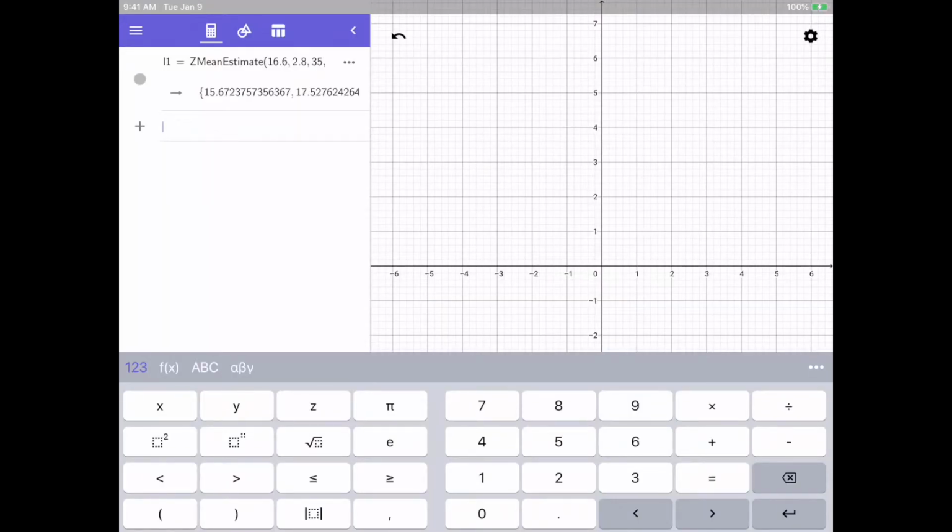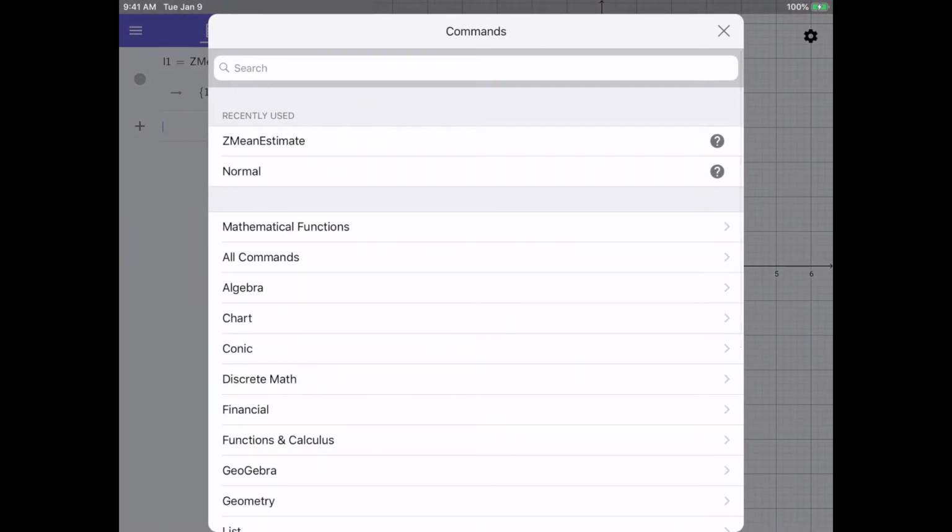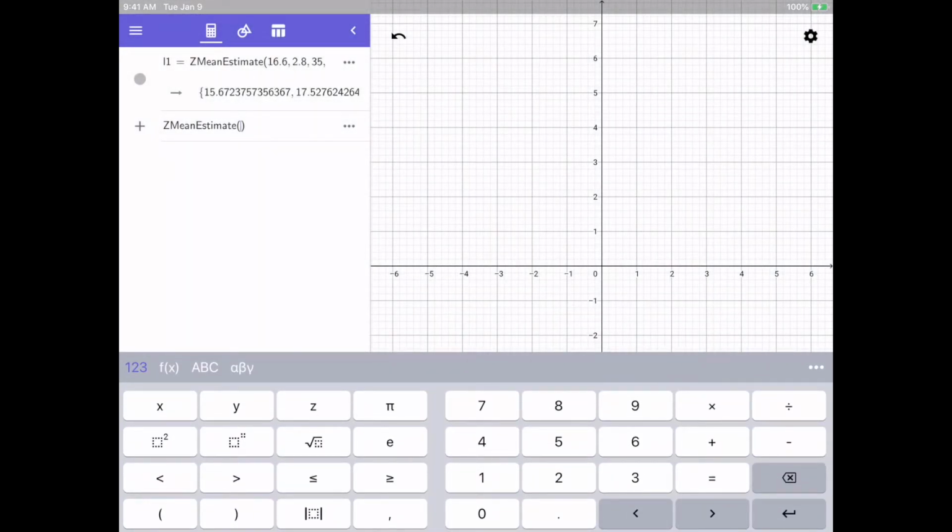So here's our calculator. I'll click the three dots and the z-mean estimate. Our mean was 15.6. Standard deviation is 1.8, sample size is 90, and my confidence level is 0.9. So we have roughly 15.29 and 15.91.